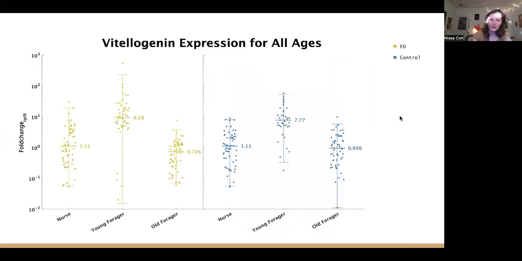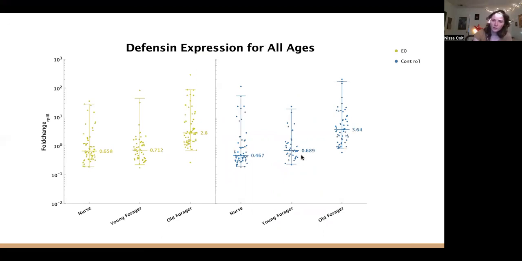So I also looked at vitellogenesis. I didn't see any effect from ethyl oleate, but as you can see, there's quite big differences in the different age groups, nurse bees versus young bees versus old bees. They had different gene expression levels, and the same for defensin, which was an immune gene. There was no difference because of ethyl oleate, but between the age groups, there were quite big differences.